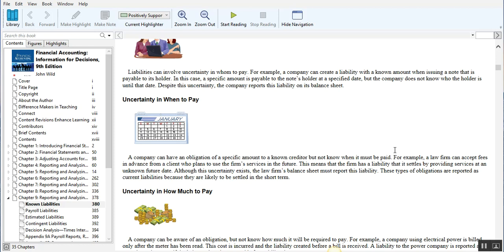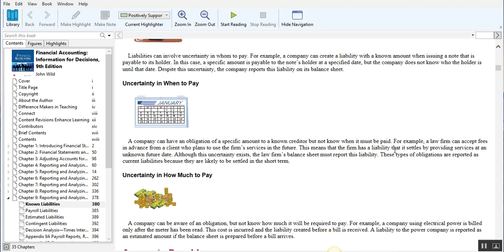So that would be something that we may have a contingency for. For example, in the case of a law firm, they have a liability that they're settling at an unknown future date. We don't know exactly when that's going to happen, but we know the liability is out there. So we may not know exactly when it's going to happen, but we know it will happen.